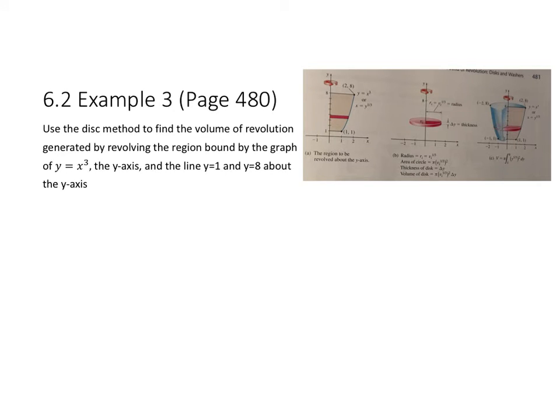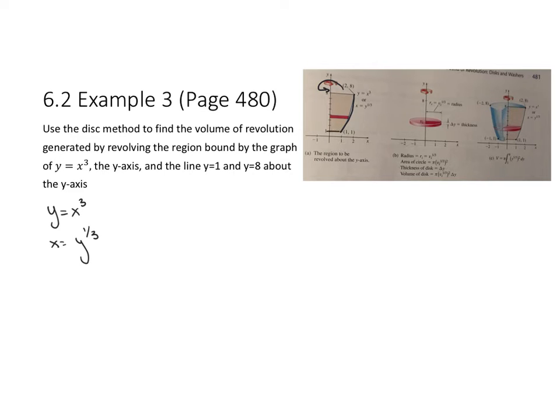Use the disk method to find the volume of revolution generated by revolving the region bound by the graph y equals x cubed, the y-axis, the line y equals 1, and the line y equals 8 about the y-axis. So what we're trying to do is find this function here and then revolve it around the y-axis. So the first thing we need to do is solve for it to be x equals instead of y equals. So we'll take the cube root of both sides, so x is y to the 1/3. Now that's the function that we're going to revolve around the y-axis.